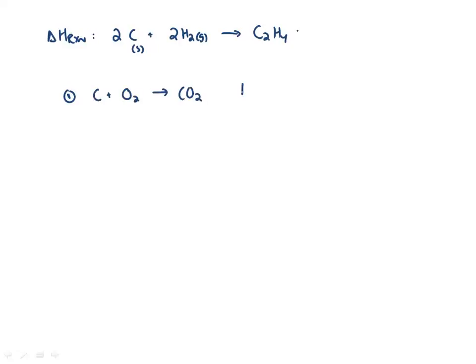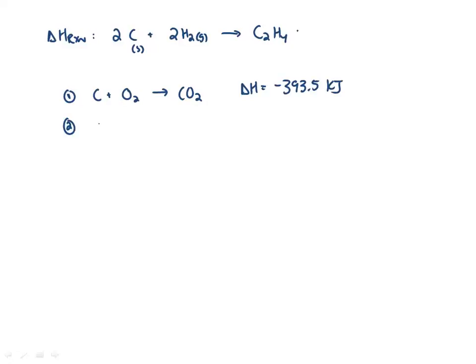So here's a good one, a tougher one. We want to know the delta H of reaction for 2 carbon plus 2H2 gas, and that's a solid, going to C2H4. And our choice of reactions are, reaction 1 is carbon plus oxygen goes to CO2. The delta H for that is minus 393.5 kilojoules.